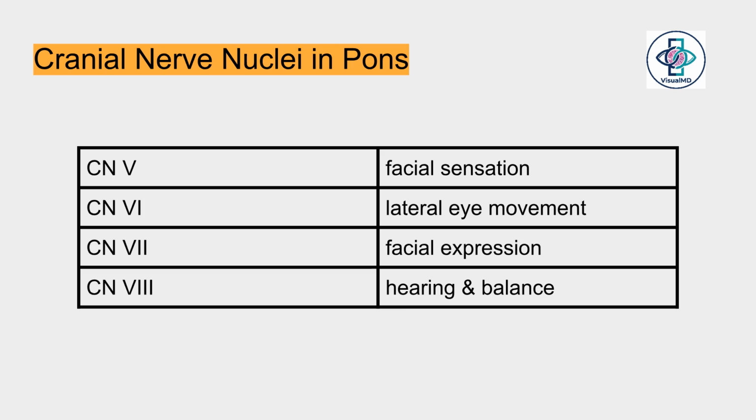CN6, abducens nerve. Function: lateral eye movement via the lateral rectus muscle. Note, its nucleus sits right under the facial colliculus on the floor of the fourth ventricle.